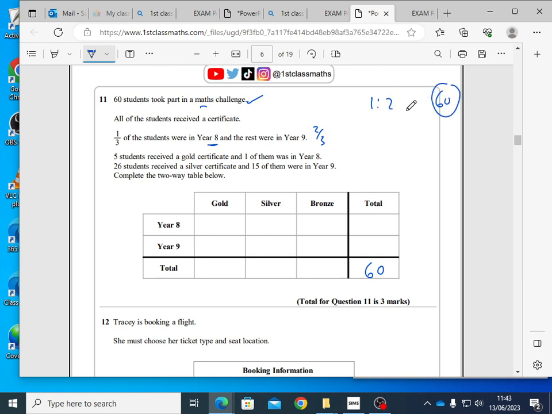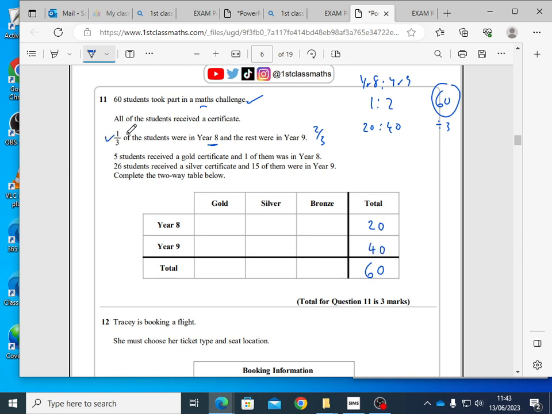So total part there is 3. Share that by 3. So you're going to get 20. 20 must have been year 8, and year 9 must be 40. So I'm going to write that first. That's going to be 20. That's going to be 40.